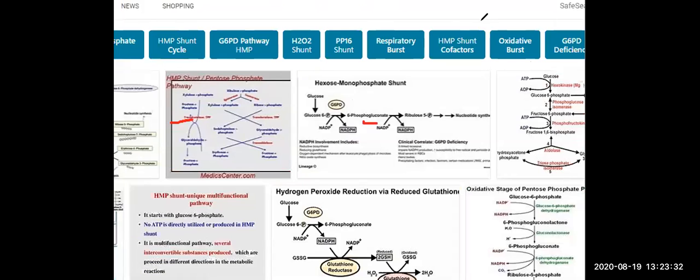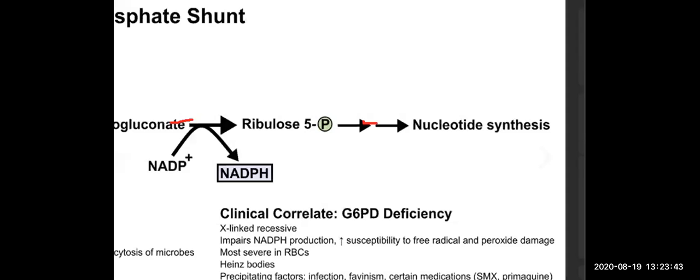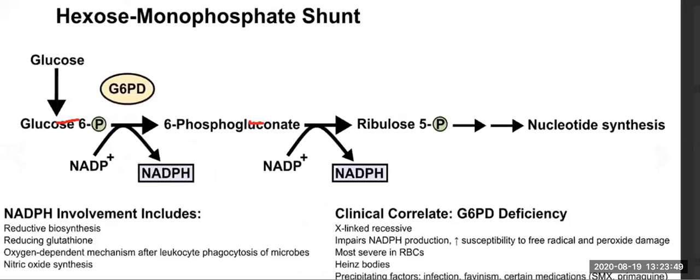So this is your hexose monophosphate shunt, and this is your step. You're using this enzyme at this particular step. This is a very good picture, and you see it is also starting from your glucose, a hexose sugar, and then glucose 6 phosphate is being converted to your 6 phosphogluconate and so on, and then this goes to your nucleotide synthesis.